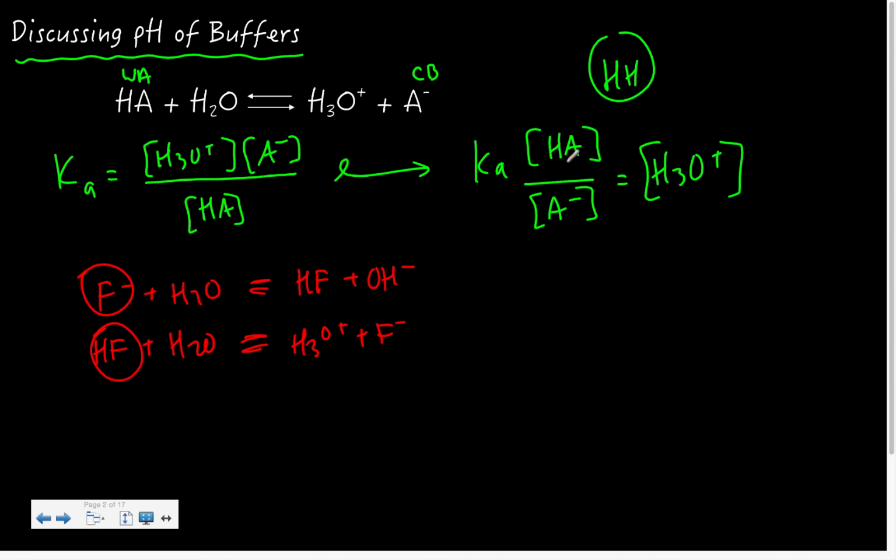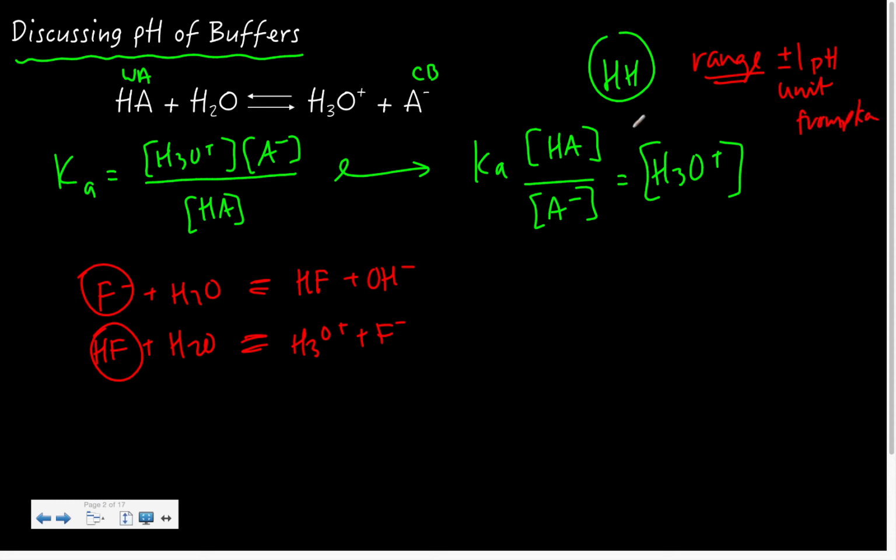All right. So what that means is a couple of important notes in terms of buffer properties. First of all, we have our buffer range, one of those keywords. And our range is always going to be what? Plus or minus 1 pH unit from pKa.